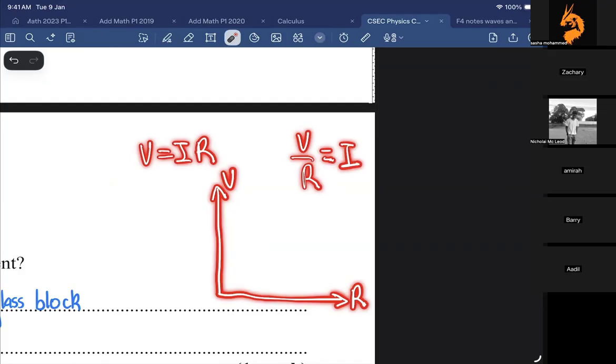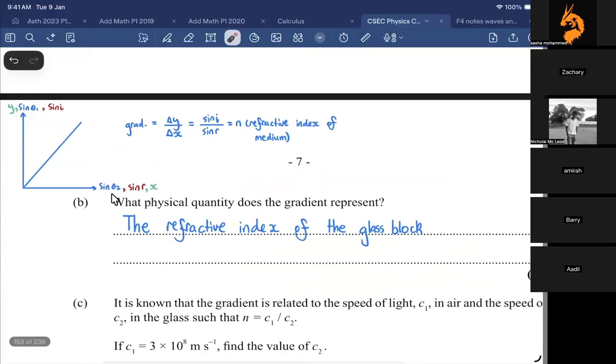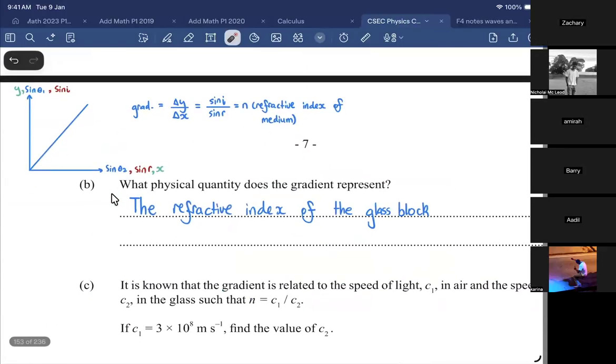So they might give you a graph of V versus R, and they might be like, find the gradient, and then it would be like, state the physical quantity it represents. And that will be current. You understand? Yes, sir. So all of these questions have to do with the formula associated with the concept. So like this formula is Snell's law.